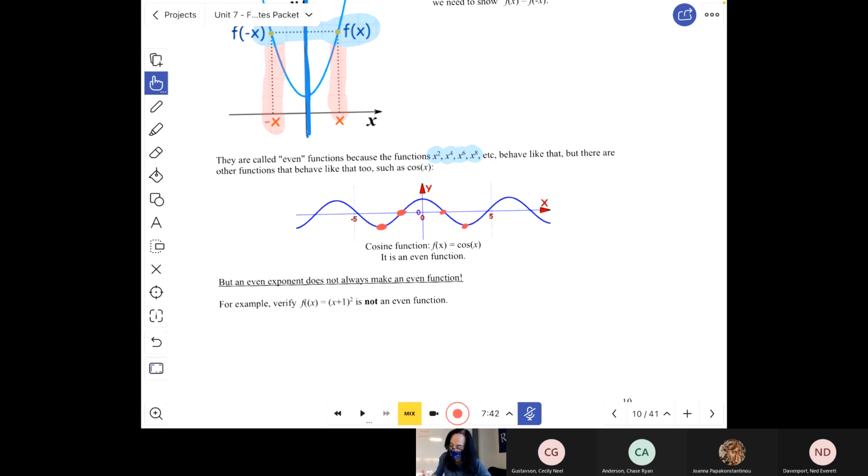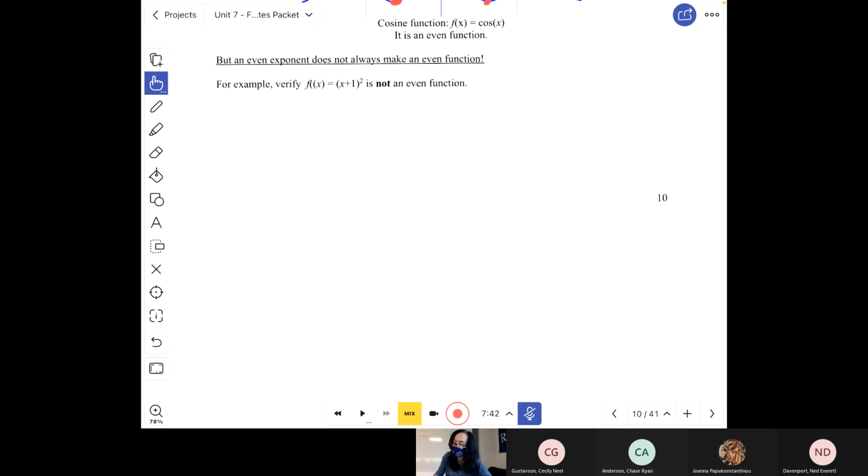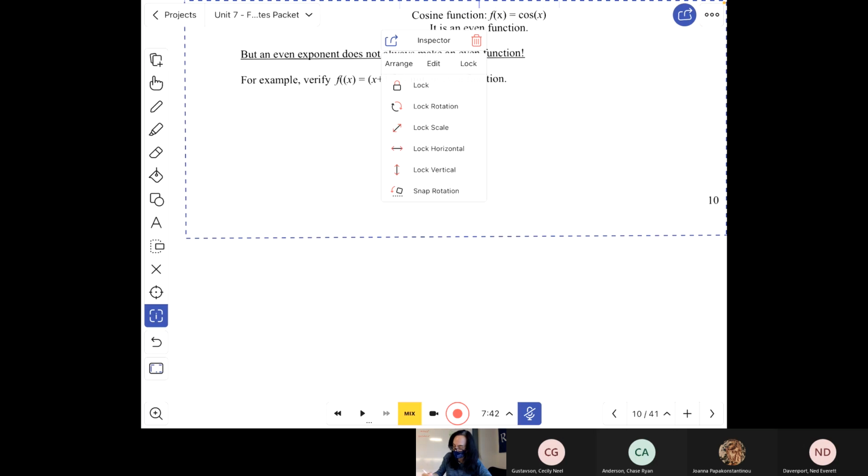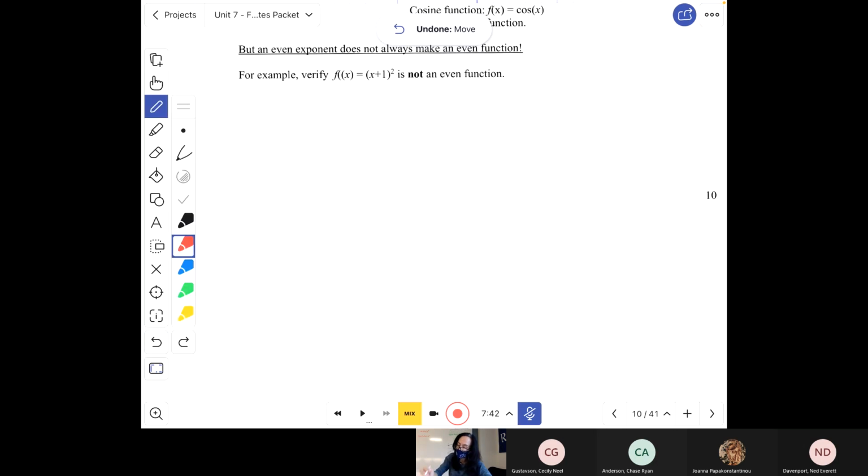So if I were to give you this next function and I ask you to determine if it's even, odd, or neither, well, right now we're just talking about even. So I'd have to see, is it even? To determine this on the quiz or the test, if you are being asked to verify if something is even, you need to show f of x equals f evaluated at negative x. Okay, so what is f of x? f of x is x plus 1 quantity squared.